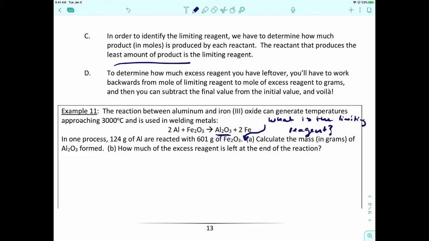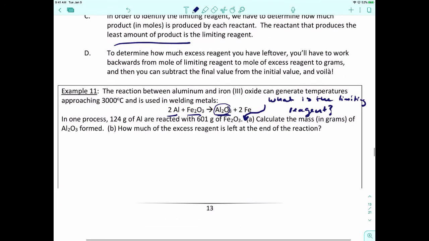All right, so the way I'm going to answer that is pretty similar to what we just did with the last problem. So we want to know how many moles of Al2O3 can form from 2 moles of aluminum, and we want to know how many moles of Al2O3 can form from Fe2O3. So what we're going to do is start with a number. We're going to start with aluminum, and we're told that we've got 124 grams of aluminum. So we need to convert this from grams to moles.